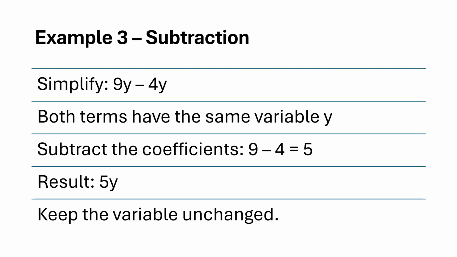Now, let's do subtraction. 9y minus 4y. Both terms have the same variable, y, so they are like terms. Subtract the coefficients: 9 minus 4 equals 5. The variable y remains unchanged. The simplified expression is 5y, which is the correct result.